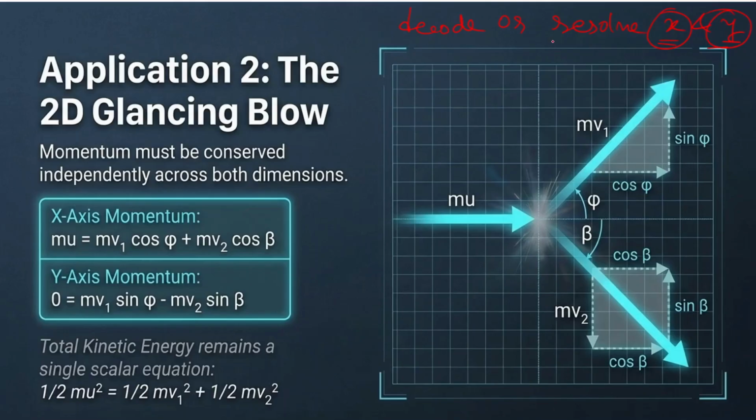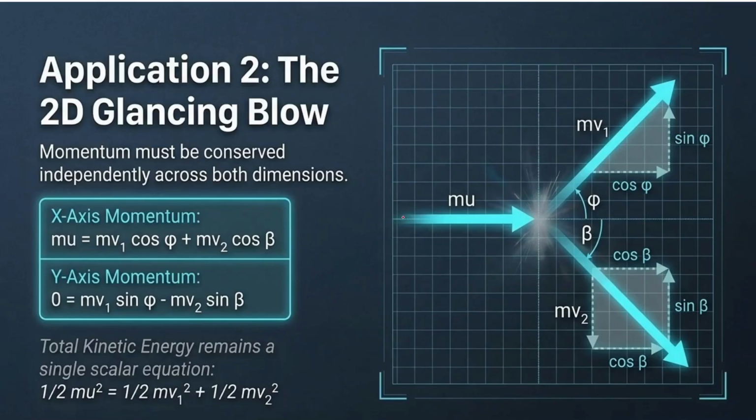Momentum is conserved in every particular direction, which means the x component of the initial momentum and the x component of the final momentum are the same. And at the same time, the y component of the initial momentum and the y component of the final momentum are the same, and these equations are satisfied simultaneously. So how do we resolve those equations?